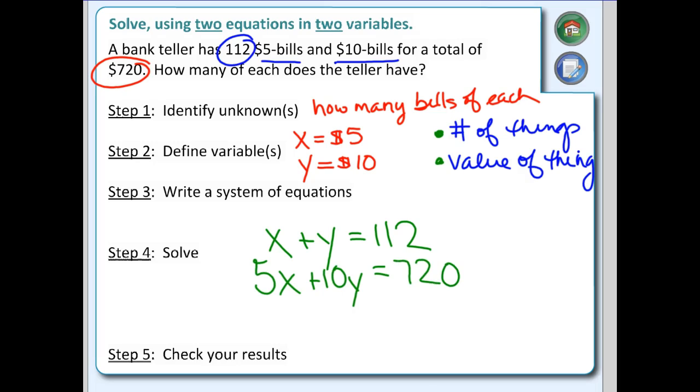720. Okay, does that make sense? And again, we're going to see that over and over as we go through and do these story problems. We're going to talk about the numbers of things and the values of things. Now, I'm going to go ahead and go to the next slide where I have some extra space, and let's go ahead and write our equations up here again.